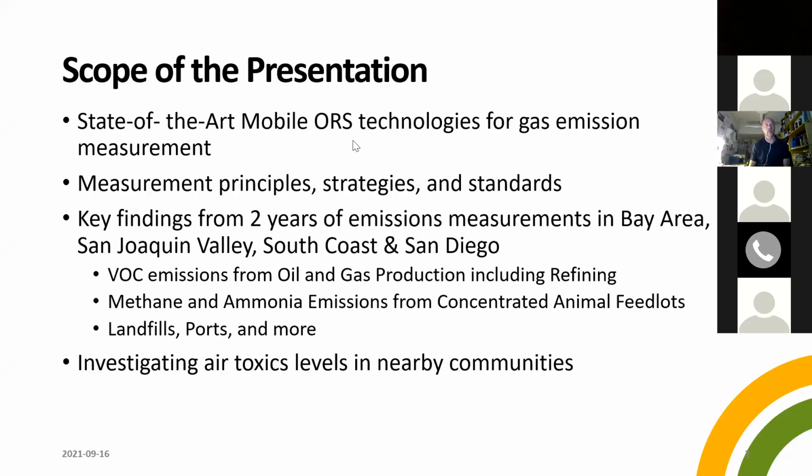Okay. So the scope of the presentation, I will go through some of the techniques that we've been using. It's mobile optical remote sensing techniques for the measurements. Talk a little about the principle and how we work. And then I will go through the key findings from a 2-year study that we've done for CARB in several places in California, all the way from Bay Area down to San Diego.